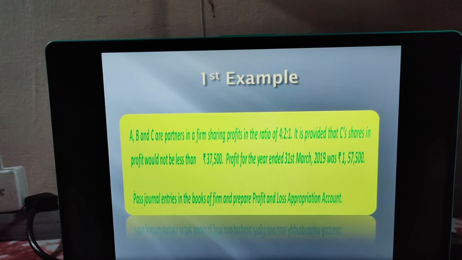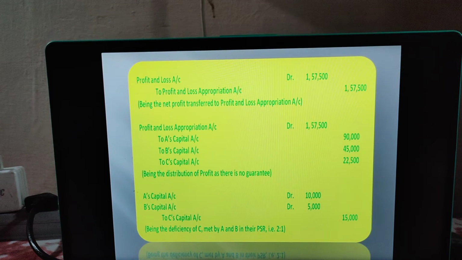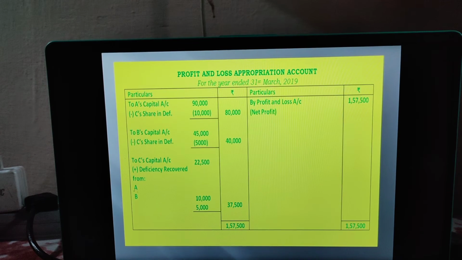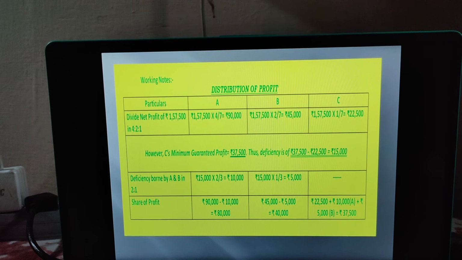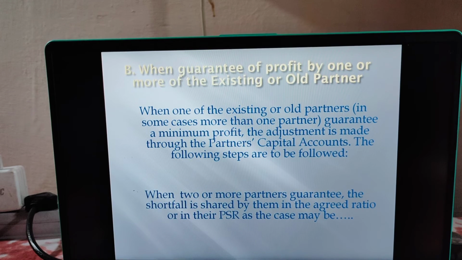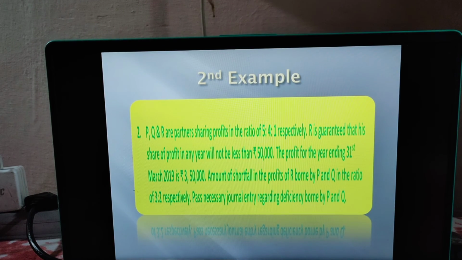Okay, look at the question once more. First, second, and then third. Now we have the second case, when a guarantee of profit is given by one or more of the existing or old partners. So we have to do the same thing. When one of the existing or old partners guarantees a minimum profit, the adjustment is made through the partners' capital accounts. So to understand this case, we will go to the second example.